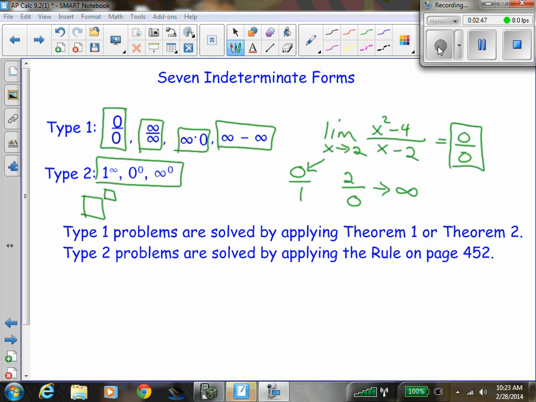Okay, now, the reason that we divide the indeterminate forms into these 2 types is we're going to encounter 3 different theorems in section 9.2. All right, actually, we're going to encounter 2 theorems, and then what they call a rule, but it's actually another theorem. All right, and so the ones that are up here on this top line are going to be solved by using either the first theorem we're going to encounter today or the second one. Now, in class today, we're only going to talk about ones that are of this type.